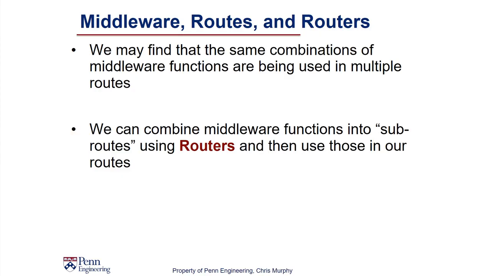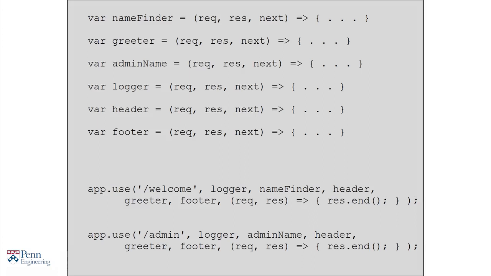We often find that we have the same combinations of middleware functions used in different routes, and we can combine these middleware functions into subroutes using what are known as routers, and then use those within our routes. Here in this example, we're just combining a lot of what we've seen previously. We've got the name finder, greeter, and admin name from the previous example. We've got the logger that we saw earlier. And let's just say we have some other middleware functions, for instance, a header and a footer, etc.